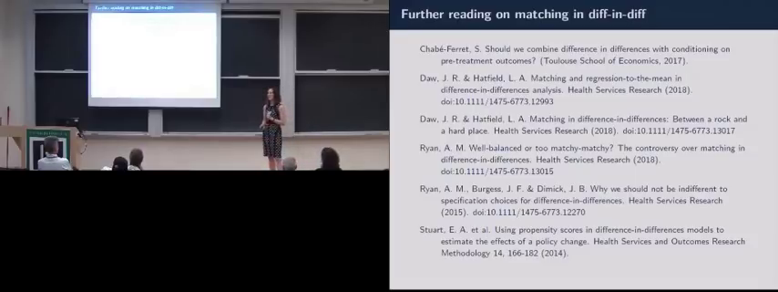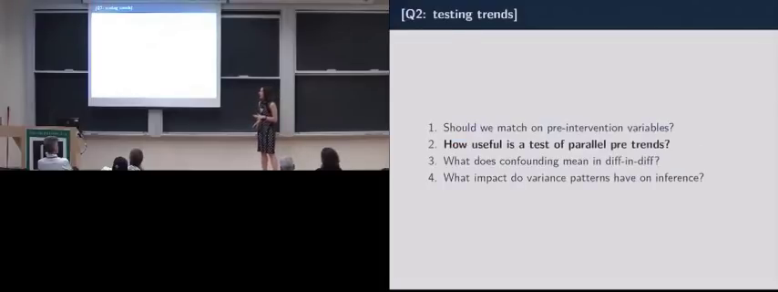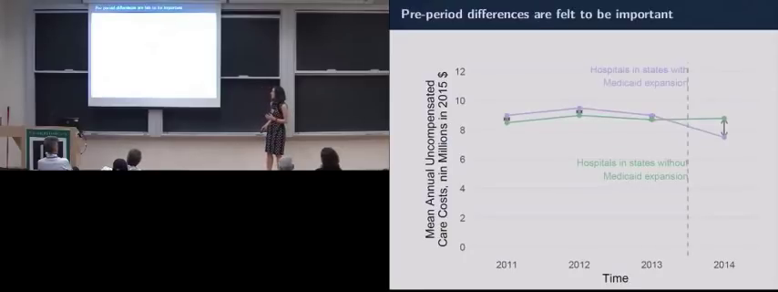Okay, that was fun. Let's talk about the second question. So testing trends. How useful is it to test for parallel pretrends? In the applied literature, you pretty much can't publish a diff-in-diff without saying something to the reviewers and to your readers about looking at parallel pretrends. And the reason is because of this assumption that the difference needs to stay constant over time.